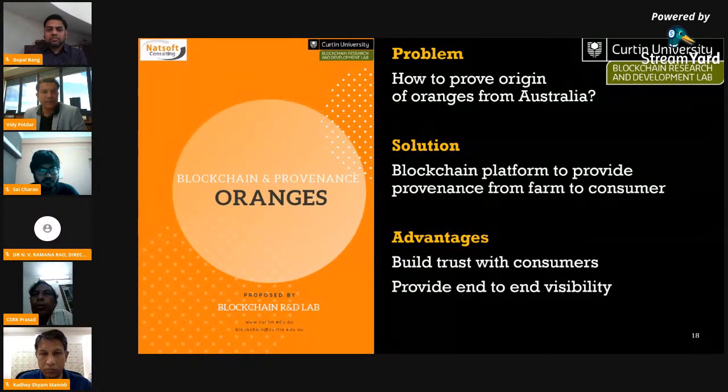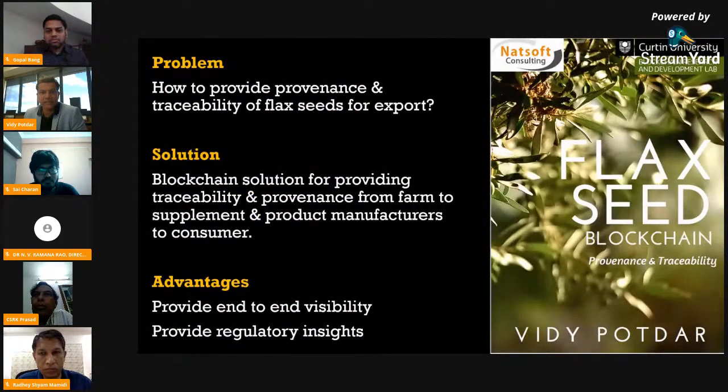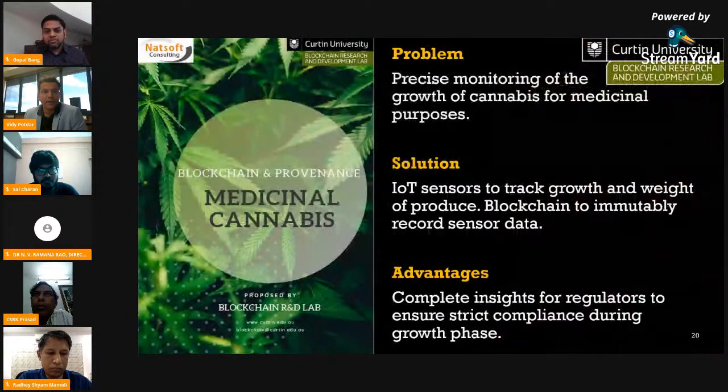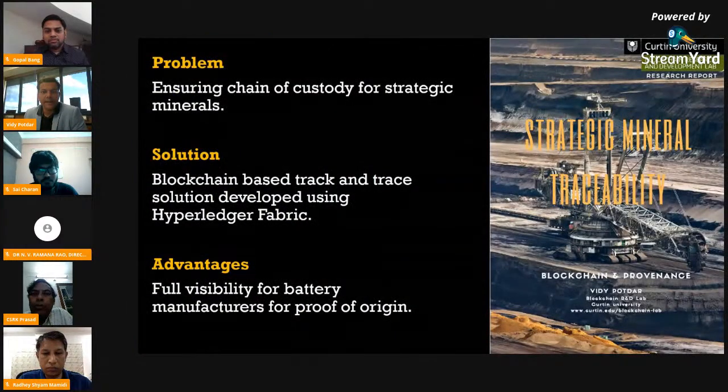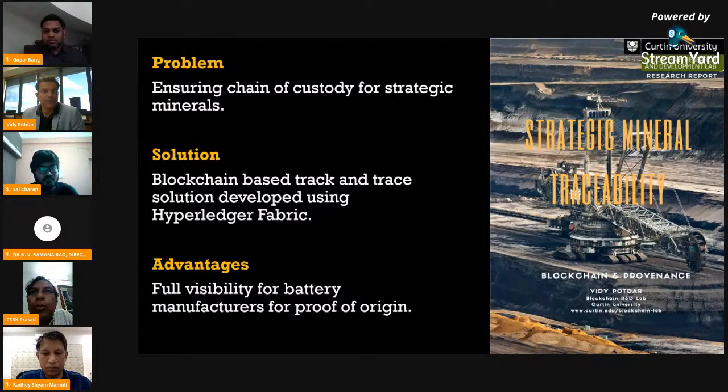Some of the projects that we have done or we are doing now, it's just a brief snapshot of where we have used blockchain. So we have used blockchain for traceability of oranges. This was one of our industry requirements that came through. We also built a solution for traceability of flax seeds using blockchain, and we are currently even working on it at the moment as we speak. We're also working on medicinal cannabis and hemp traceability, mining and mineral traceability, because if you are aware, WA or Western Australia is one of the major markets here is mining. So we have a solution for that built on Hyperledger platform.